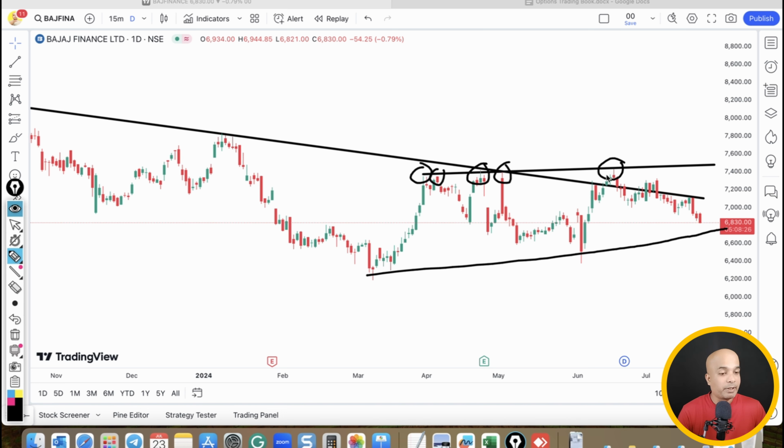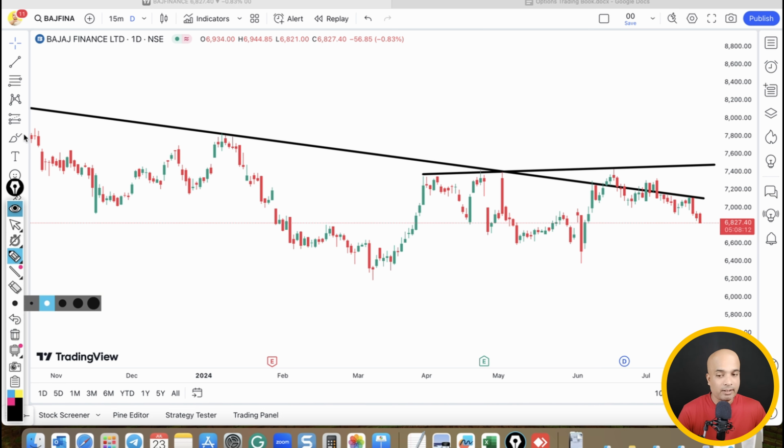But until price breaks above this level, so 7,400 is a crucial level. Until price breaks above this level, we can expect only a sideways to downside move. So this is how one can draw a trend line to identify the strength of a trend actually.